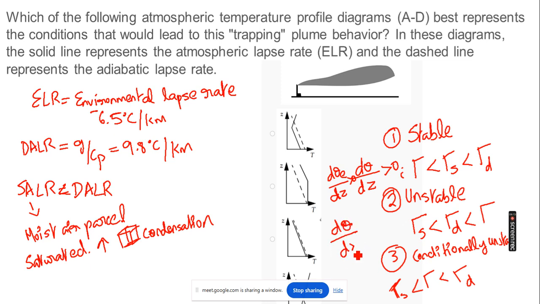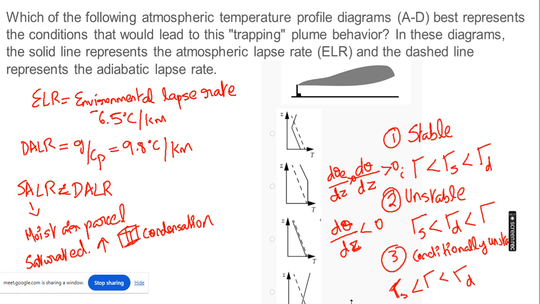Whereas in case of an unstable atmosphere, the values will be less than 0. The change in potential temperature with respect to height will be less than 0 in case of an unstable atmosphere. In case of a conditionally unstable atmosphere, the change of potential temperature with respect to height, which is d theta by dz, will be greater than 0, whereas d theta e by dz, which is the change of equivalent potential temperature with respect to height, will be less than 0. So these are the things that we learned in the last class.